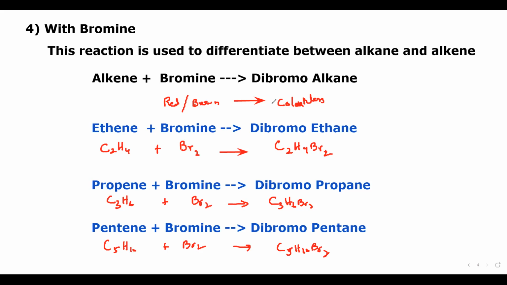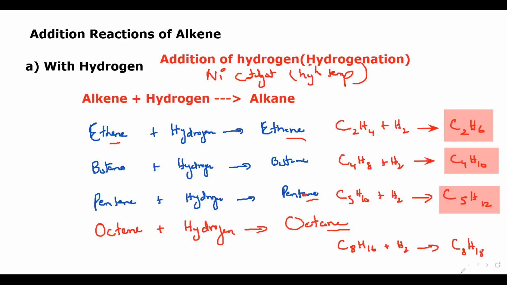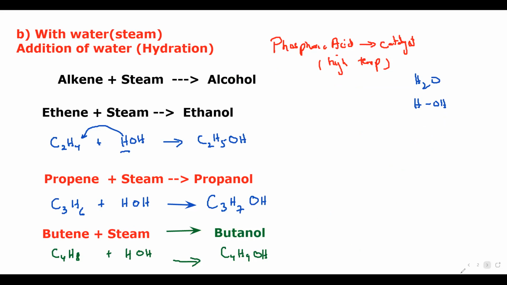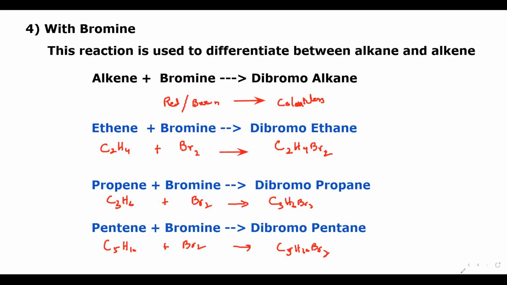So in an addition reaction, all the particles combine together and result in a formation of one large molecule. That's why we call this reaction an addition reaction. Is it clear? The addition reactions of alkenes. The first one we did, it reacts with hydrogen to give alkane. The second one, it reacts with steam to give alcohol. The third one, we react with hydrogen chloride and hydrogen bromide. And the fourth one, we react with bromine to give dibromoalkane. And this is also a test used to distinguish between alkane and alkene. Is it clear? Any doubt?